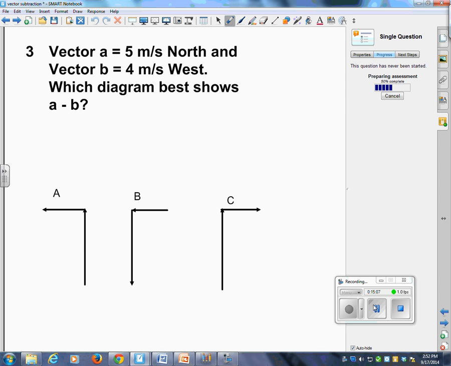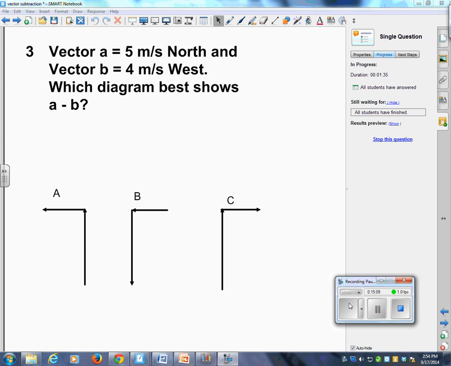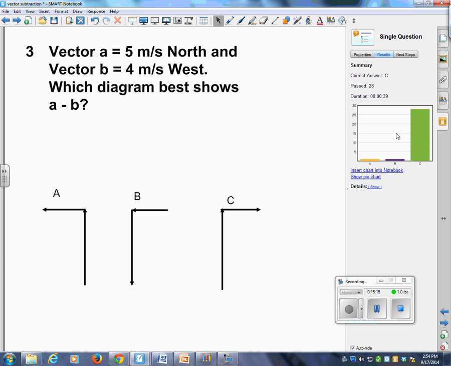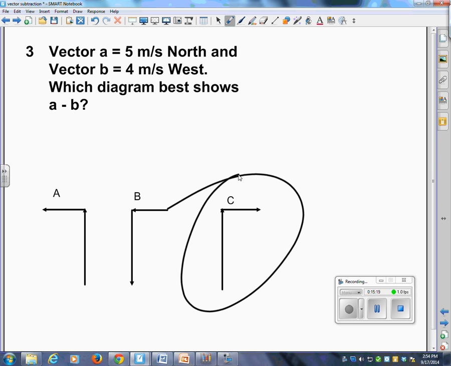Let's see what you know. Okay, let's see how you did. Which one is it? C. And most of you got it. Well done. Vector A is north, right? B is 4 meters west, so minus B is going to have to be 4 meters east. That one right there. Good job.